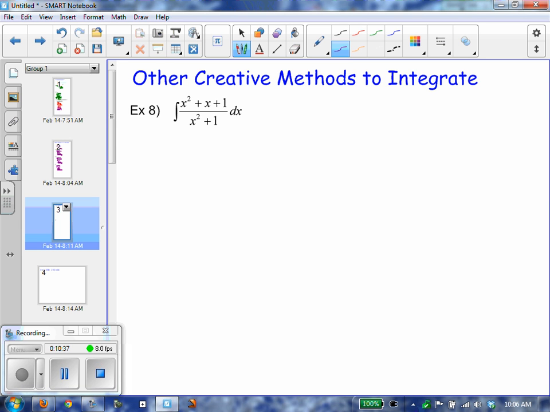You can take out a 1. Just try this. Just do u as x squared plus 1. See what happens. Ooh, I don't like that. Oh wait, but you can... no, you can just do x squared plus 1 plus x and put a 2 out. Does that work? Split it up.